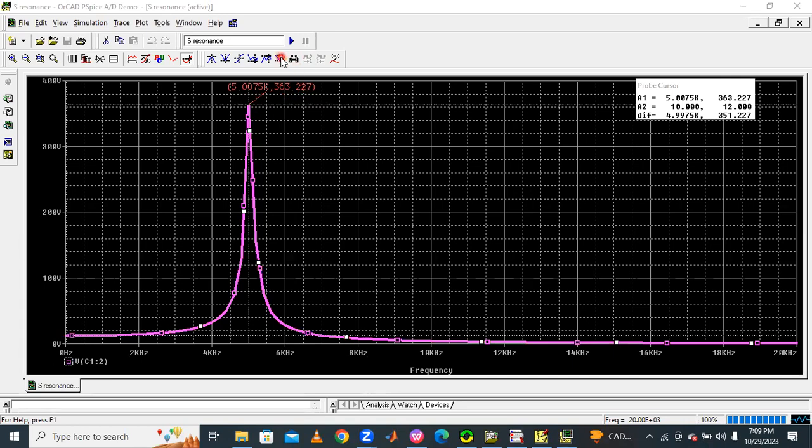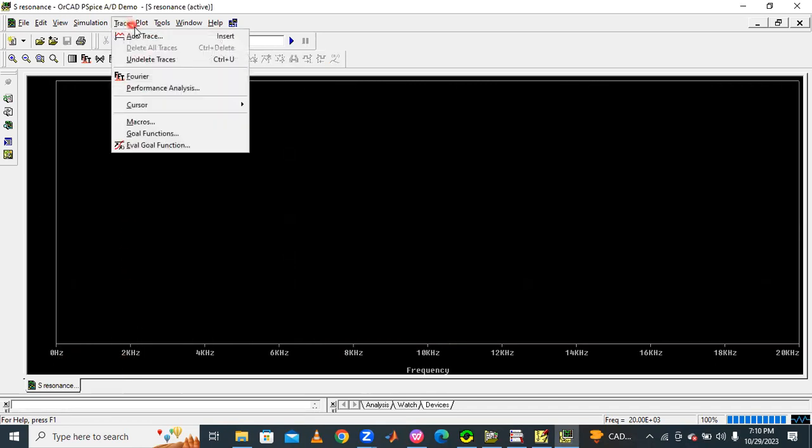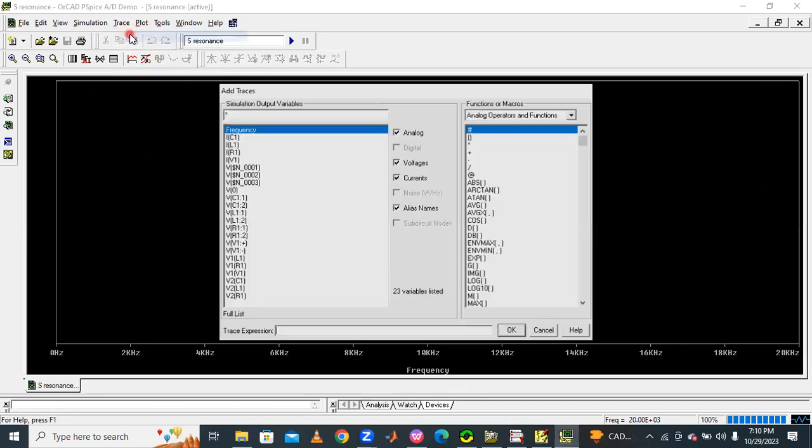The next, XL versus F. What is the characteristic of XL versus F? So delete this by selecting the VC1 of 2, delete, and go to trace, add a trace, expression. So XL versus frequency. Frequency is already there on the x-axis, so for the y-axis we have to write the trace expression. XL is equal to omega L, that is equal to 2 pi F into L.